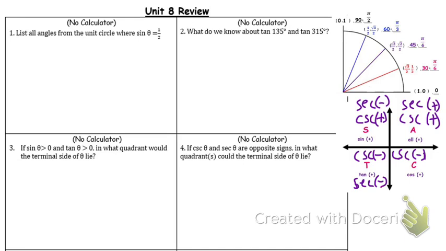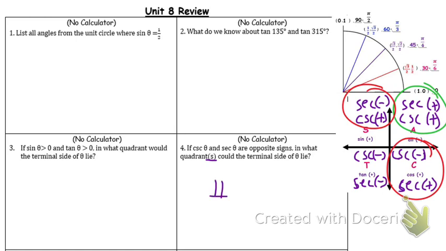And cosecant's going to be positive here. Or secant's going to be positive here. So this says if cosecant and secant are opposite signs, in what quadrants could the terminal side lie? Now we're just looking at these. Quadrant 1, they have the same sign. Quadrants 2 and 4, they have opposite signs. So this would be quadrant 2 and 4.